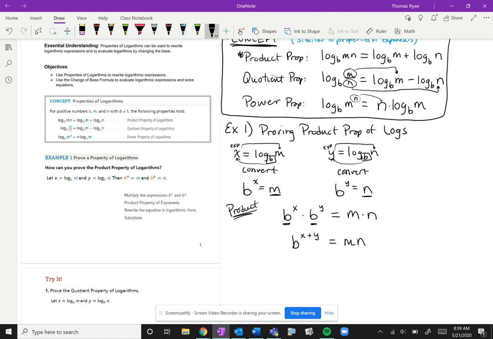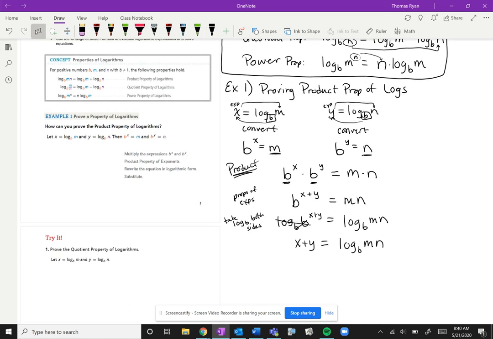Now, if we want to get to the point where we undo this base, so this was properties of exponents. Now we want to take the log base b of both sides. So we're going to take the log base b of b to the x plus y and the log base b of m times n. What happens when base, log, and exponential are the same? So we get x plus y equals the log base b of m times n.